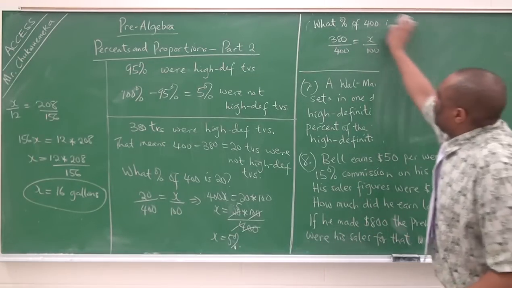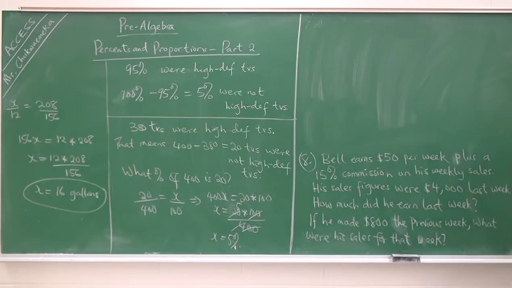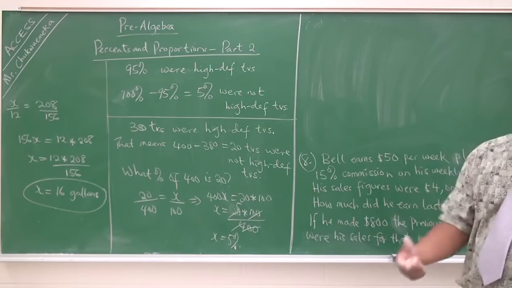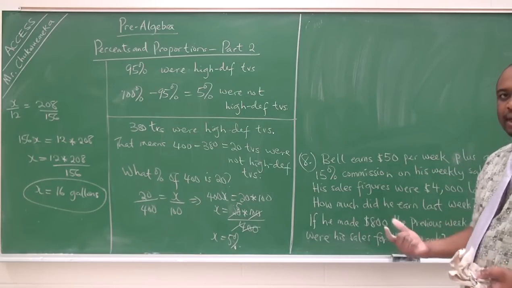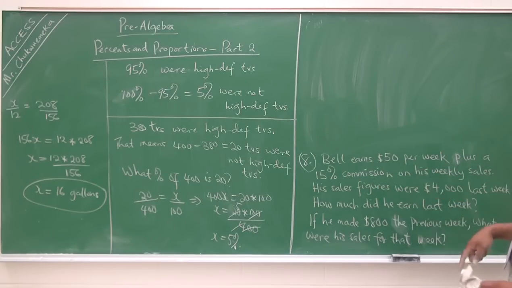Question 8. Question 8 says Bell earns $50 per week plus a 15% commission on his weekly sales. His sales figures were 4,000 last week. How much did he earn last week? So if you look at this, he earns $50 per week. So of course that is a fixed money he earns per week, $50, right? Then plus 15% commission on his weekly sales. Now his sales figures amounted to 4,000.